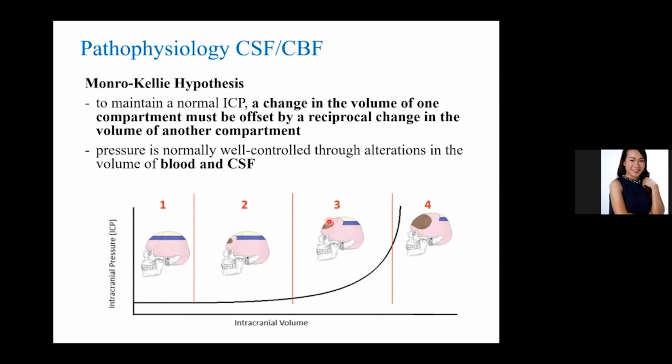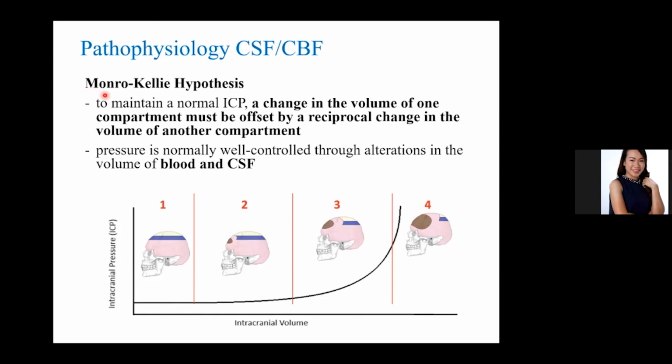What if the brain tumor enlarges? It enlarges even more. So even if we already decrease the CSF and the blood volume, the intracranial pressure is now being increased because the Monro-Kellie hypothesis can no longer maintain the intracranial pressure. What if it will further increase in size? The tumor will further increase in size. We decrease the CSF and blood volume levels. Still, there will be an increase in the intracranial pressure.